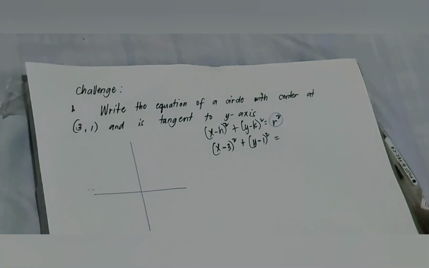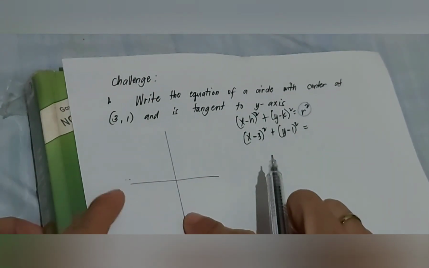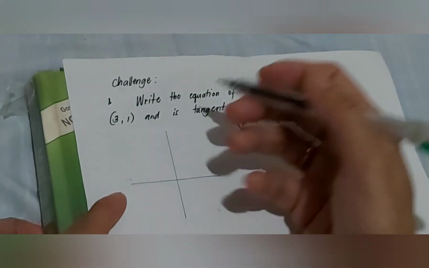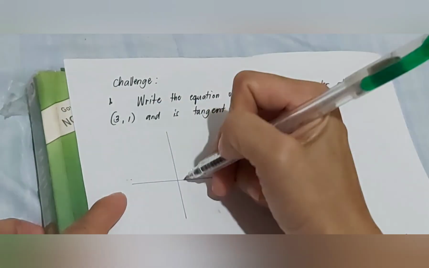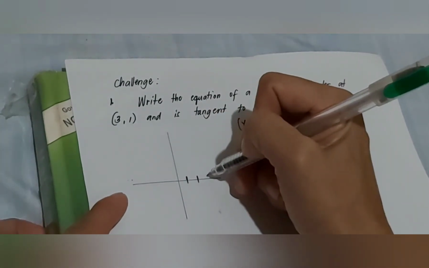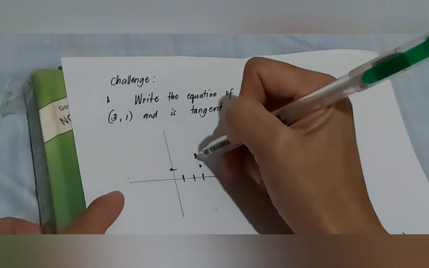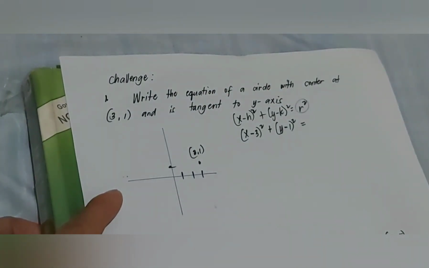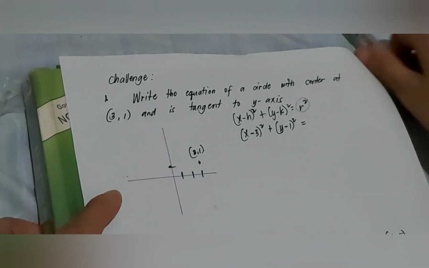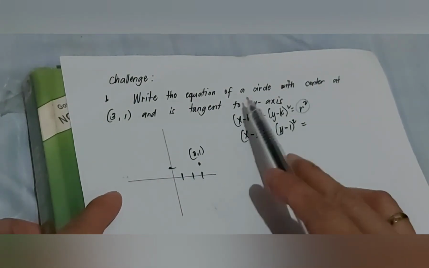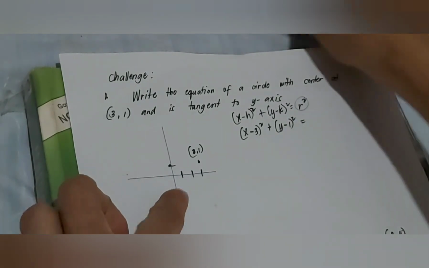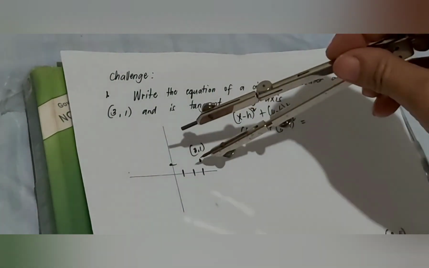Let us visualize first the problem. I have here a Cartesian plane. I-draw natin yung circle. 3 and 1. So, 1, 2, 3. And then positive 1 of y. So, this is 3 and 1. Okay, now, kung gagawa tayo ng circle, dapat daw tangent siya sa y-axis. So, syempre, ang y-axis ay eto. So, dito siya magiging tangent.